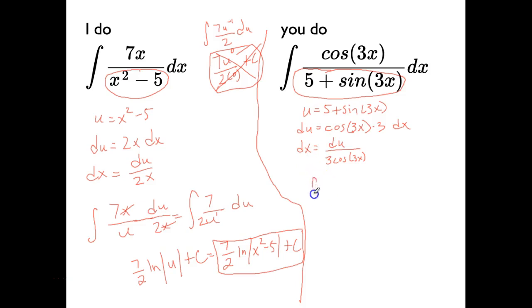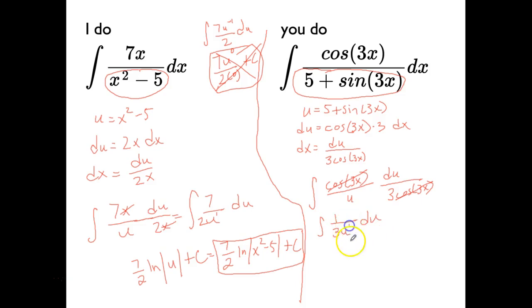Next step is substitution. We're going to have the integral of cosine of 3x over u, and then my dx is going to switch out for du over 3 cosine of 3x. Now look at that beautiful thing there. It cancels out, leaving me with just the integral of 1 over, I'm going to move this 3 in the front, du. 1 over 3u du.